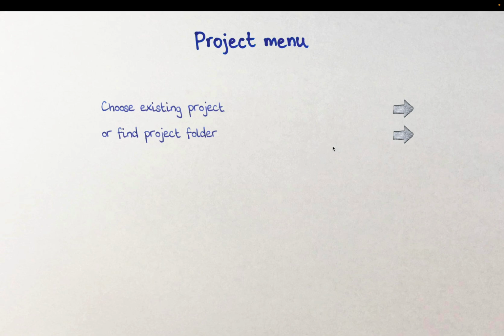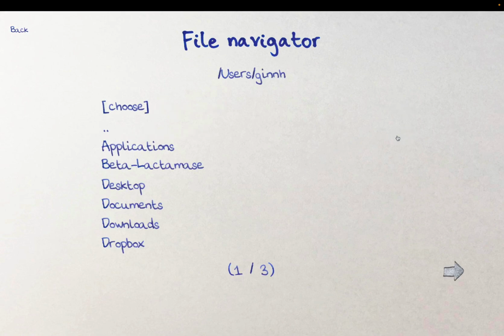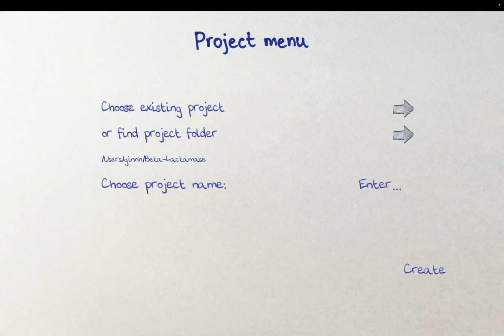So for this, we're going to choose a new project. So we click Find Project Folder. We choose the beta-lactamase directory, which I've already prepared, and then we can enter a project name. Now we can create the project and begin.